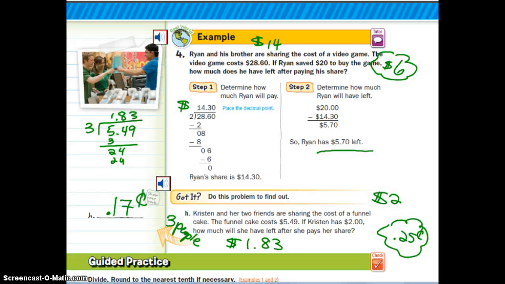So now I come over and I do the math. And 3 goes into $5.49, $1.83. So each person's going to pay $1.83. We subtract 2 minus $1.83. We get 17 cents. So I guessed a quarter, 17 cents. We're in the ballpark. Now it's time for you to do the guided practice. See you soon. Pause the video.